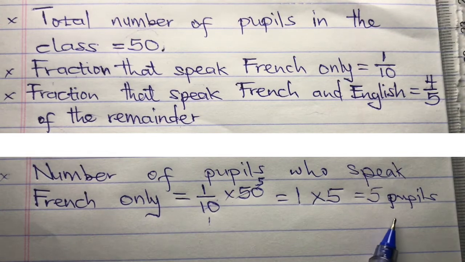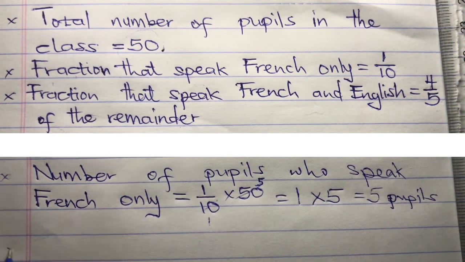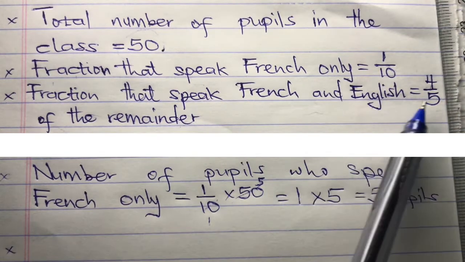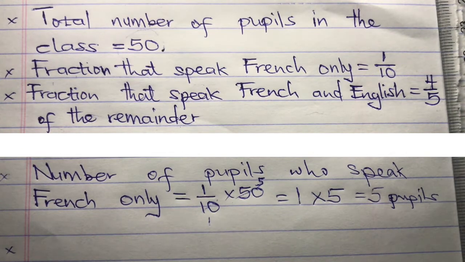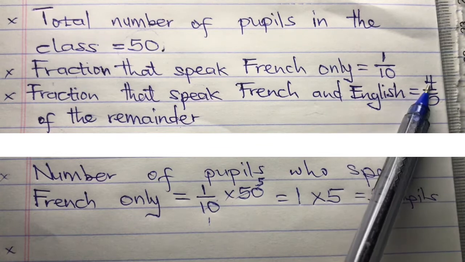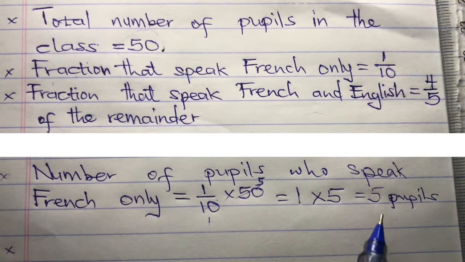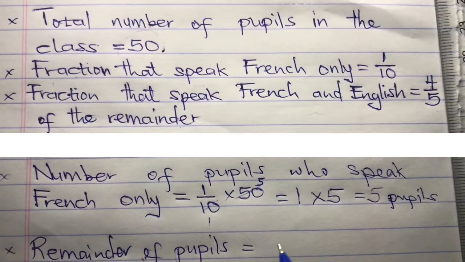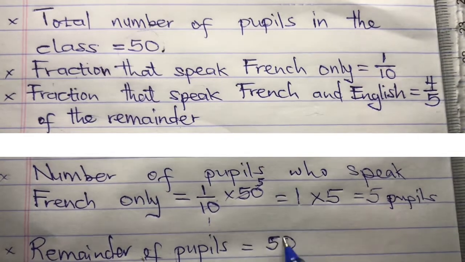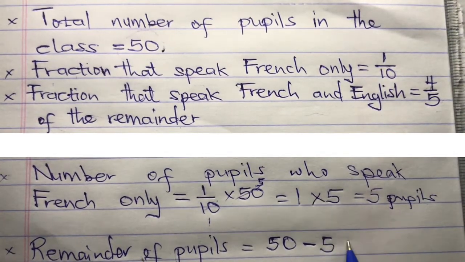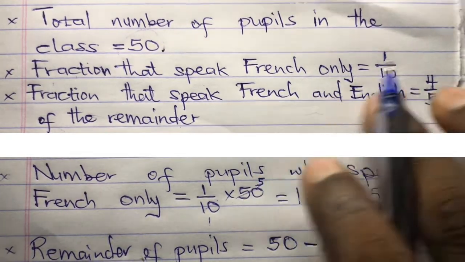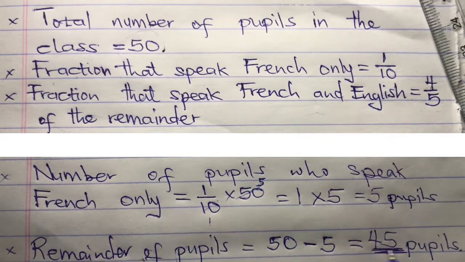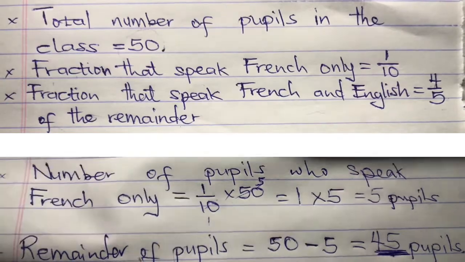So now, the number of pupils who speak French only is equal to 5 pupils. So how then do we know the remainder that we are going to find 4 out of 5 of? To find the remainder of pupils left, we need to subtract the 5 pupils from the total number of pupils. So the remainder of pupils will be 50 minus 5, and this will give us 45 pupils. So this is the remainder left. So now let's move on.